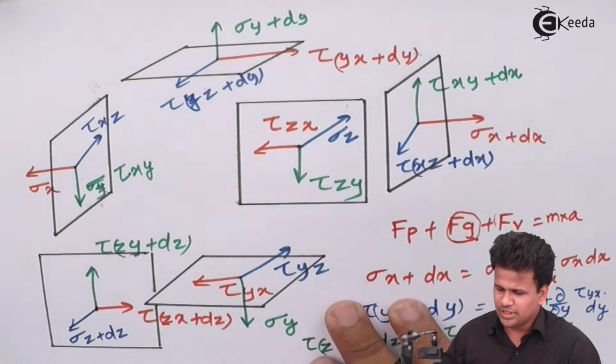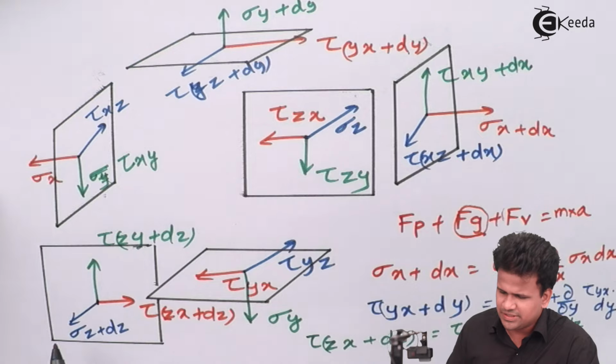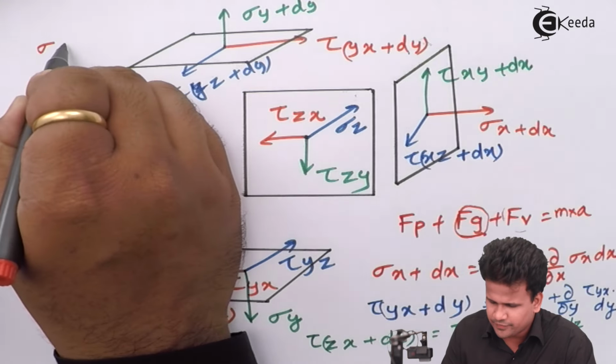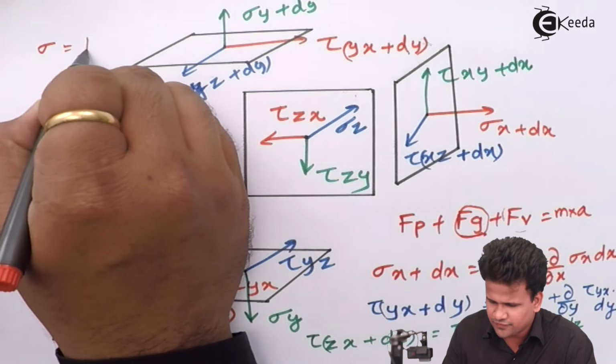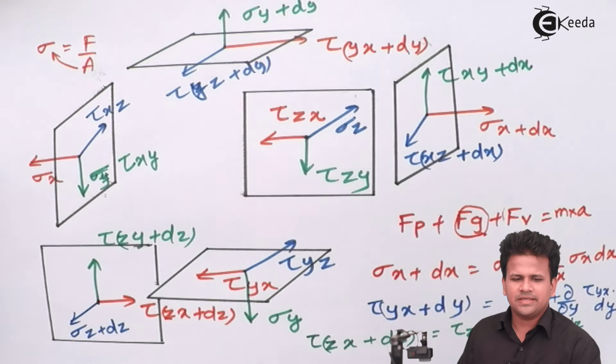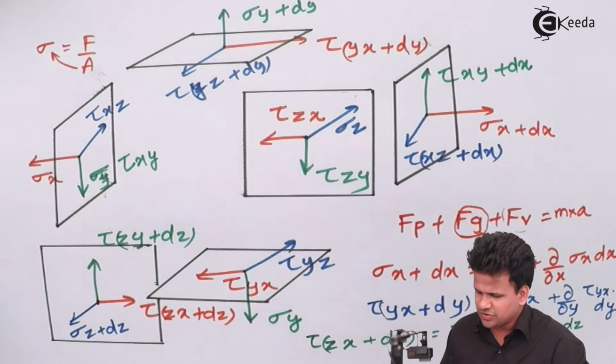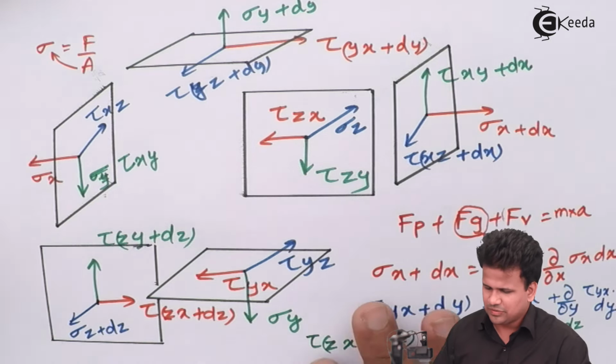So let us write this down. Let us write down all the forces along x direction. Before writing down the forces, we know that the relationship between force and stress, that is sigma, equals force upon area. So we have to multiply by the area of cross section whenever we have to calculate the force. Now let us calculate this part.